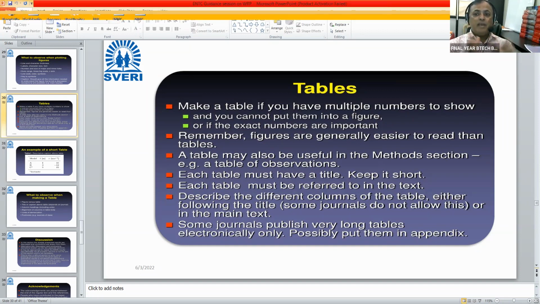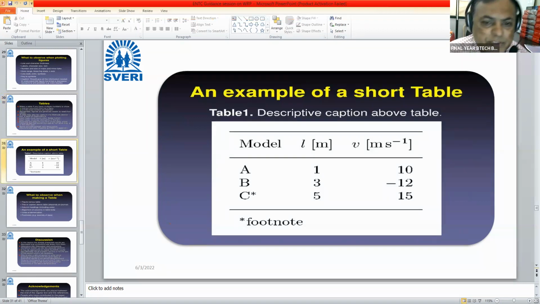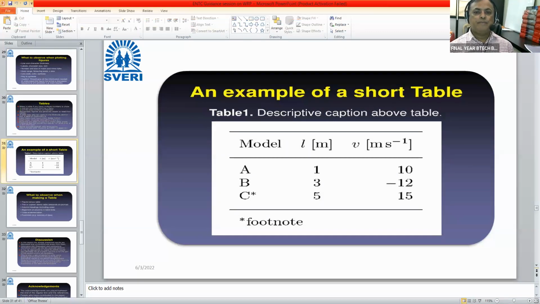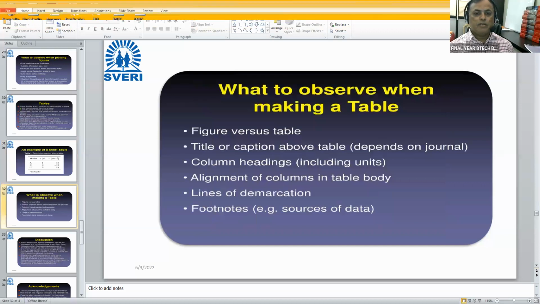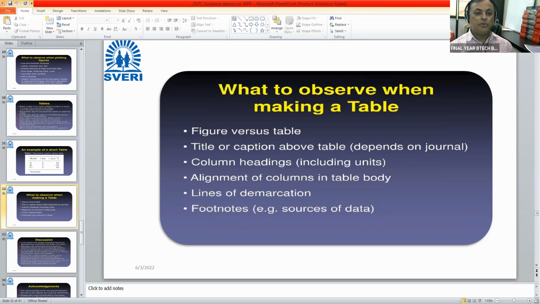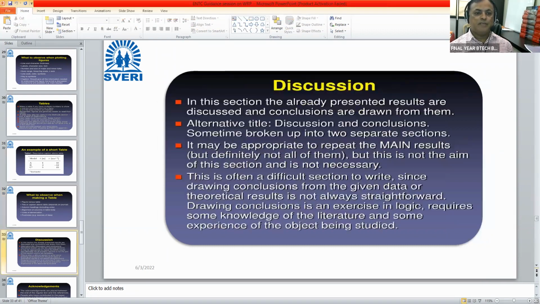While making a table, you can explain what is there in the table just below the table, or give the reference as table number 2, table number 3, and so on. So this is how Table 1 looks, with a description in the caption above the table, and this is how the table can be prepared. So what are the important things? Figures versus tables, title or caption above the table, column headings including units, alignment of the columns in the table body, lines of demarcation, and footnotes, that is, sources of the data.